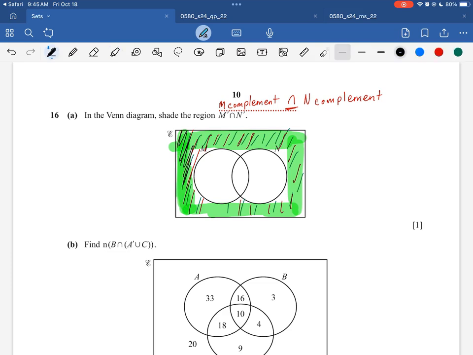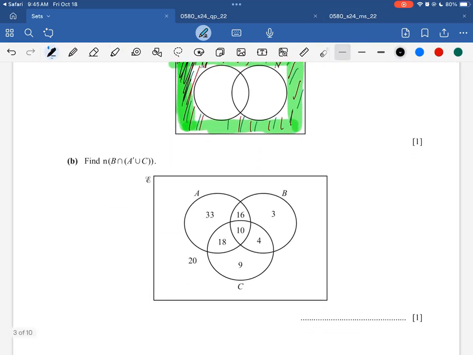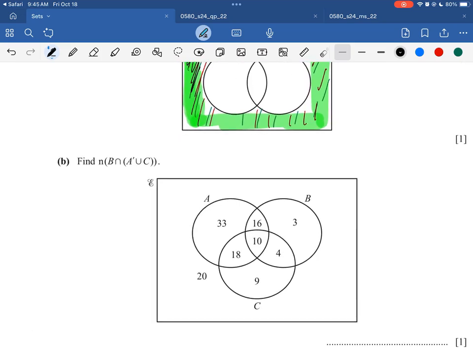Now, this one you're going to want to take it bracket by bracket, like how you do your PEMDAS or PADMAS or whatever, brackets first anyways. So you take this inner bracket first. A complement union C. And let's break everything down.